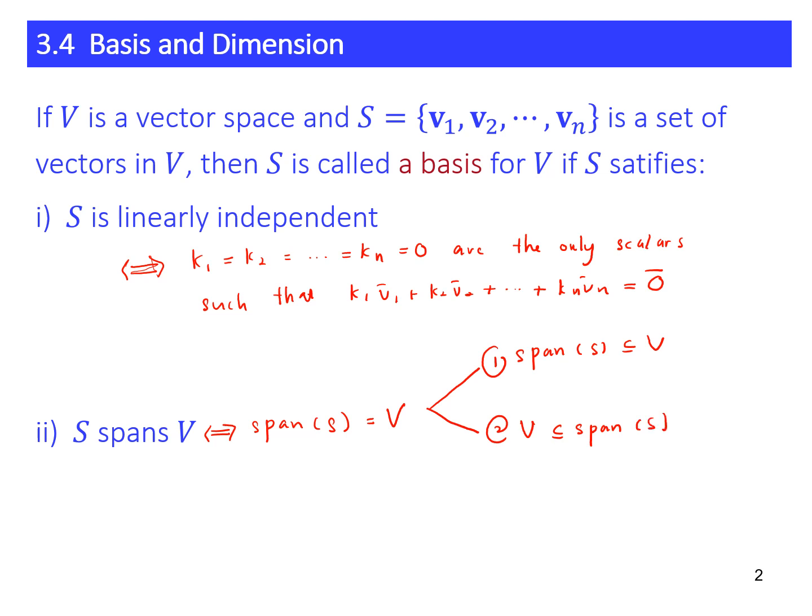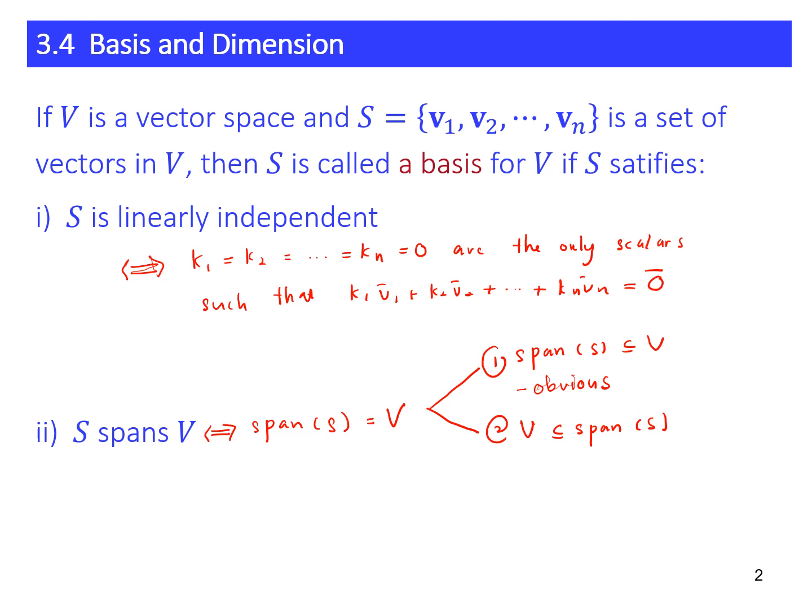The first property, span S is a subset of V, is obvious. Obvious because every element in S are vectors in V, and V itself is a vector space. Therefore, any linear combination of vectors in S is an element in V. So one is obvious. So to show that S spans V, it is sufficient that we show that V is a subset of span S.